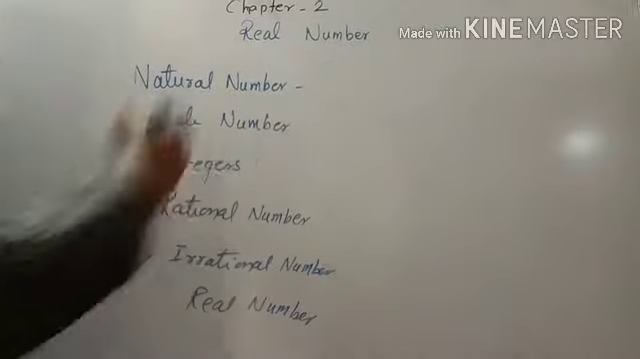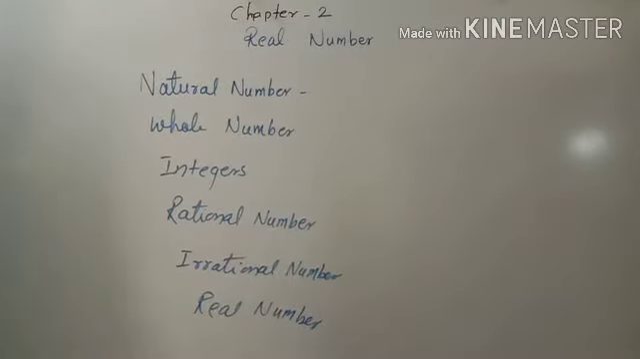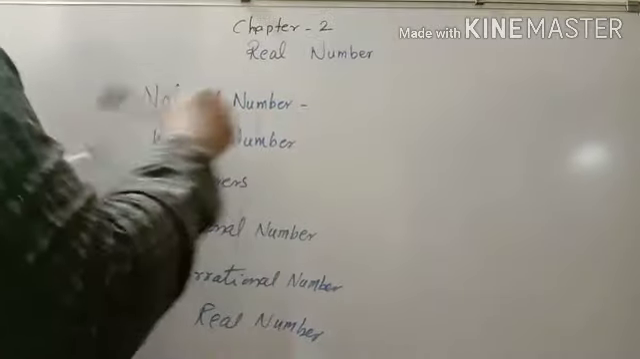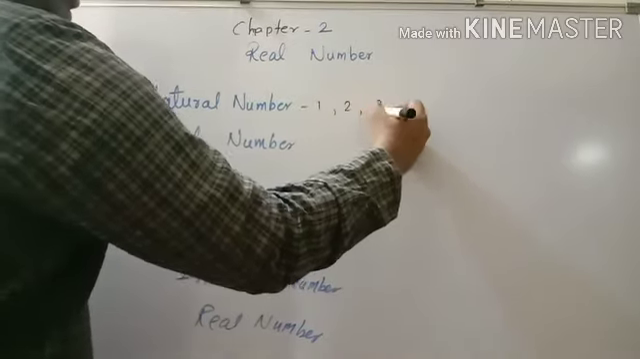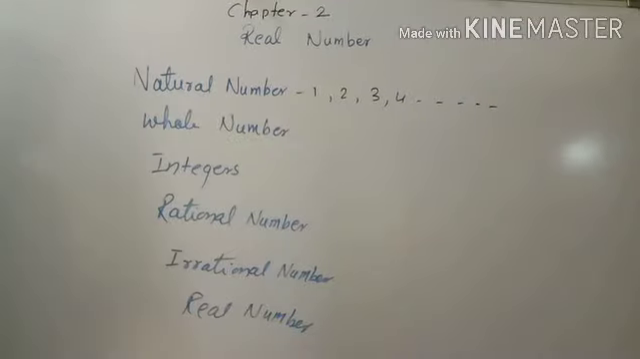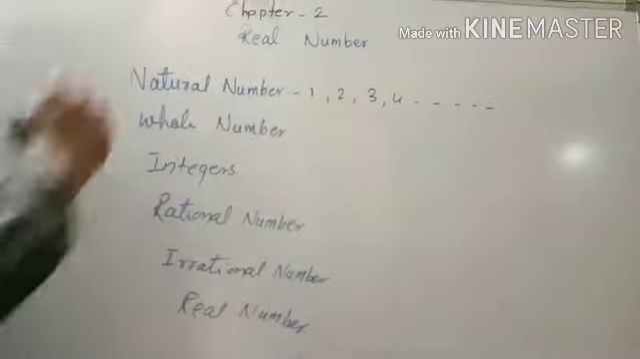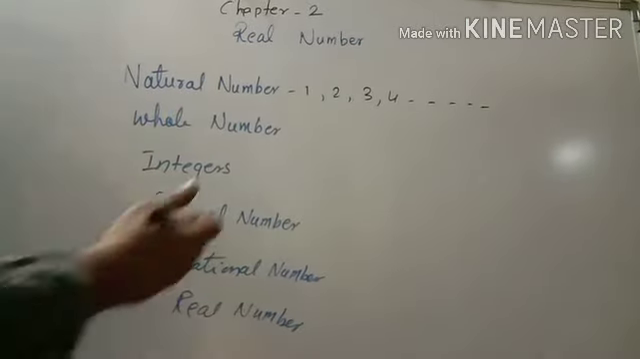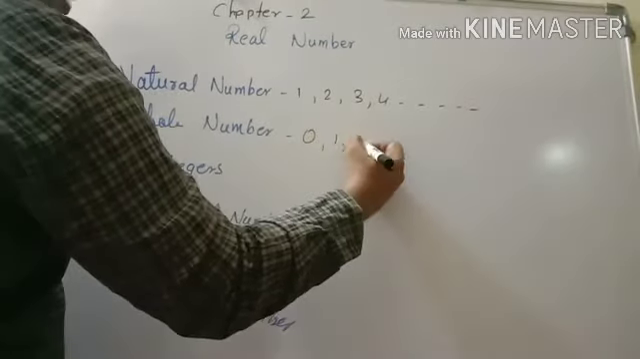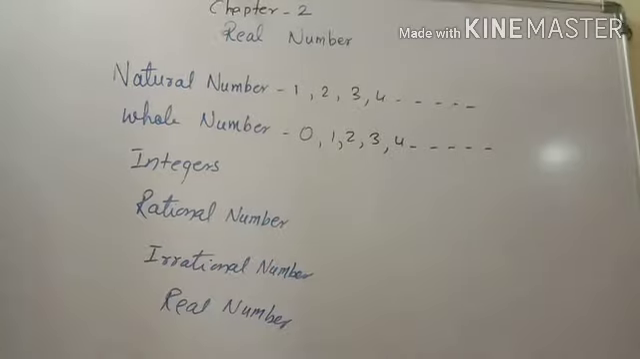Okay, students. A natural number is a counting number. All counting numbers are natural numbers, like 1, 2, 3, 4, and so on. All positive counting numbers are called natural numbers. Now a whole number is also a counting positive number, but it starts from 0: 0, 1, 2, 3, 4, and so on, all counting positive numbers including 0.